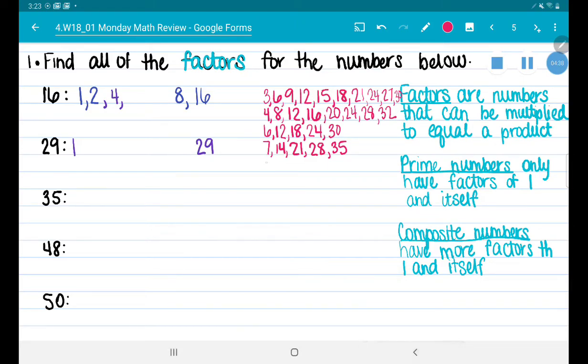We'll try 8. 8, then 16. 8 times 3 is 24. 8 times 4 is 32. So again, we skipped right over 29. It's not a factor. I go to 9s. I have 9, 18, 27, 36. So 9 is not a factor of 29. I know 10 is not a factor because it does not end in a 0.